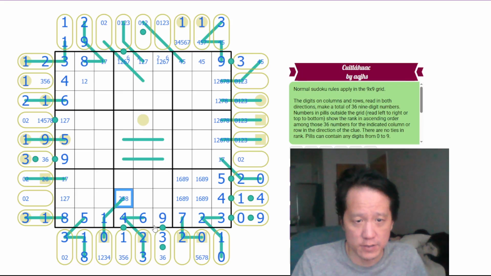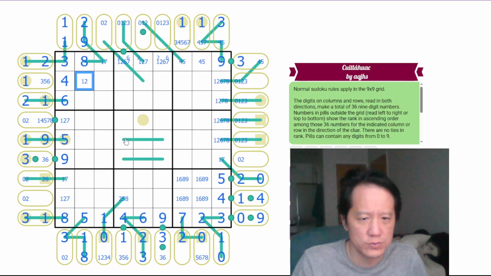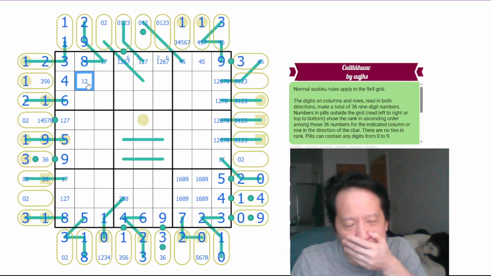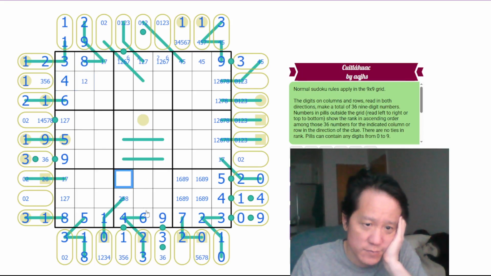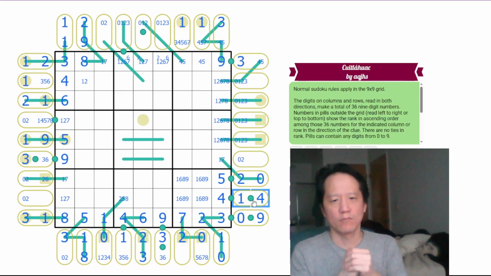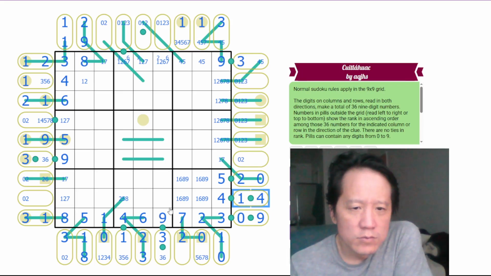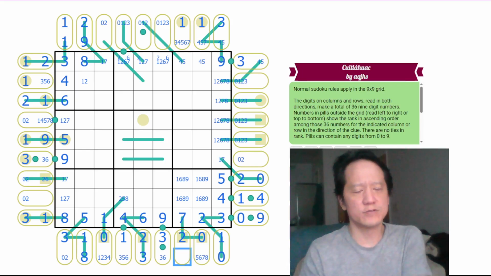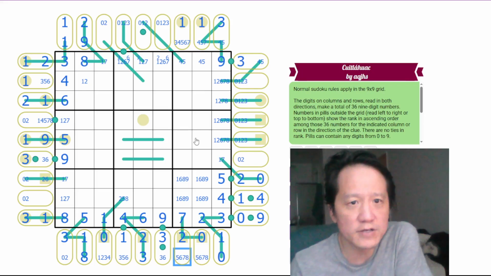2, 5, or 8 here. Oh, this is 1 or 2. Where's the 14? I mean, technically, it could be 4, 1. It could be even 4, 2. This is the 14th. This is obviously 25 through 8, but we don't have any number with it.